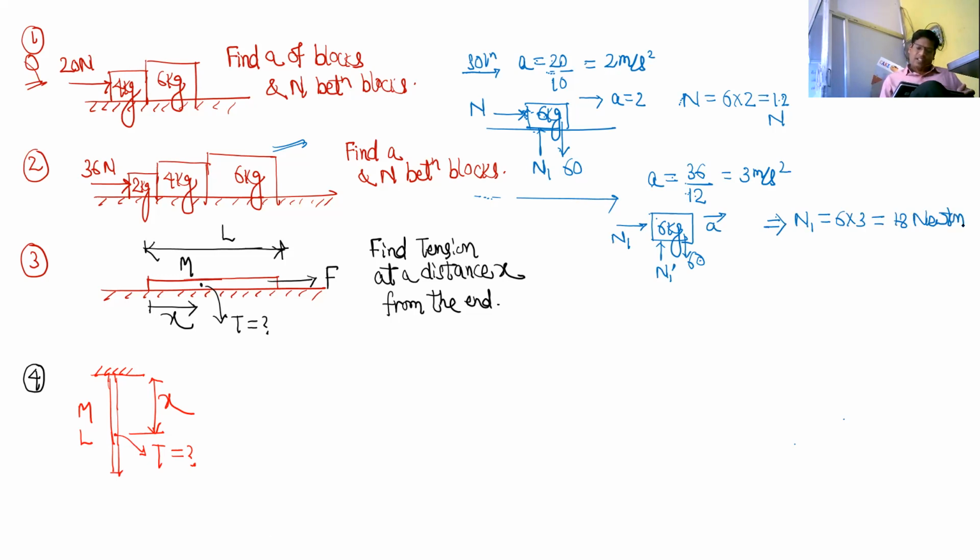And similarly, if you do it for the 4 kg block, between 4 kg and 6 kg, the normal reaction comes out to be 18. Now similarly, if you find between 2 kg and 4 kg, the normal reaction will come out to be 10 into 3, 30 Newton. Have you got this much?